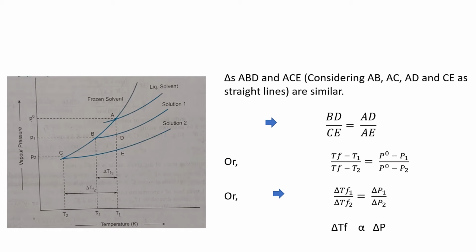Let us see the triangles ABD and ACE. So I can draw it. If you consider AB, AC, BD and CE as straight lines, then we are getting this type of triangle.